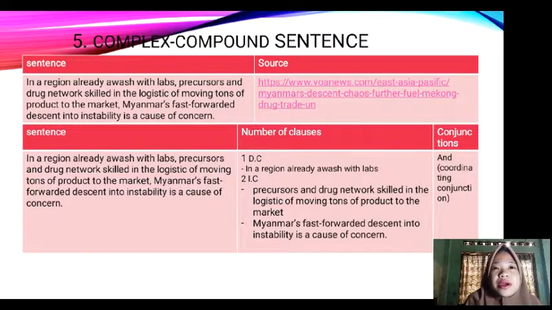In a region already awash with labs, processors, and drug network skill in the logistics of moving tons of product to the market, Myanmar's fast-forward descent into instability is a cause of concern. And the number of clauses is three. There is one dependent clause, in a region already awash with labs, and two independent clauses: processors and drug network skill in the logistics of moving tons of product to the market, and Myanmar's fast-forward descent into instability is a cause of concern. And the conjunction is and.